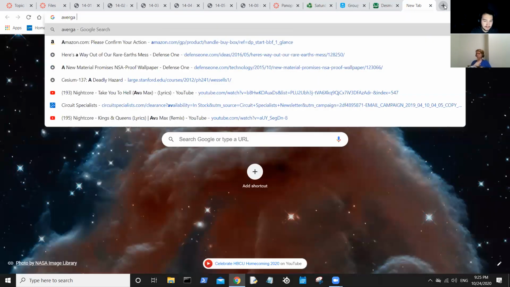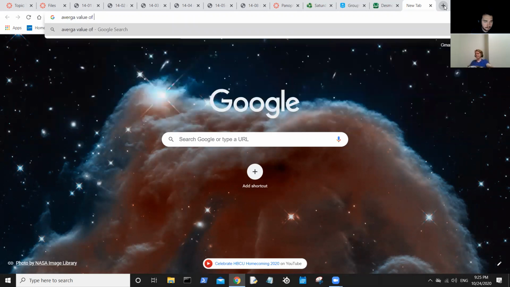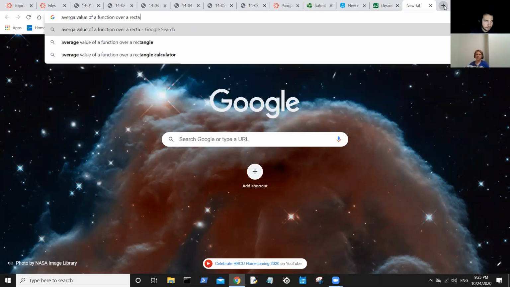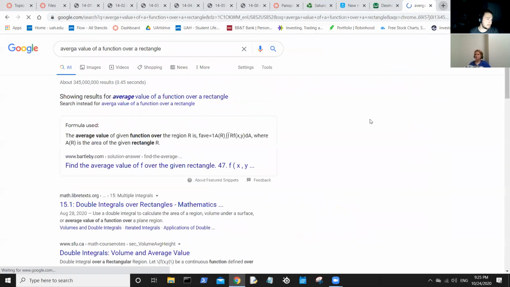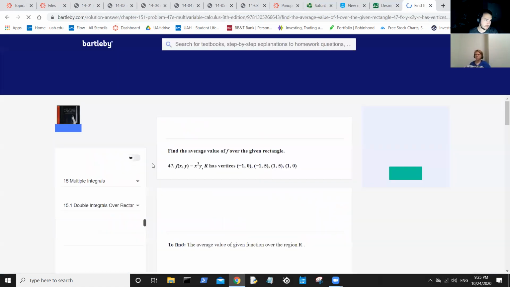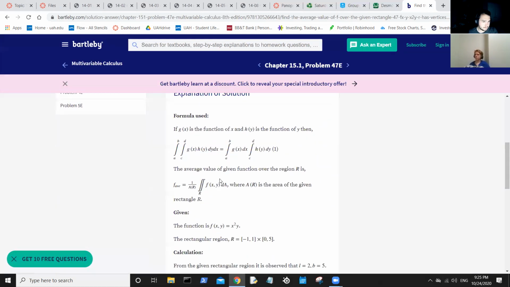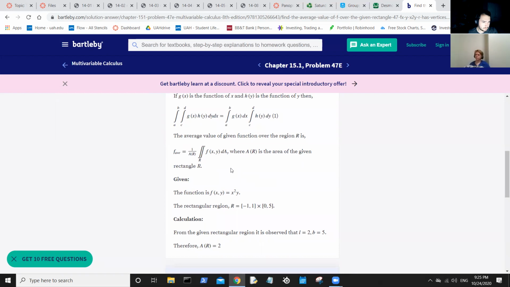Okay, average value of a function over a rectangle or a region. In this case, it's a rectangle. All right, what does this mean? The average value of a rectangle. Yeah, so it looks like I have a function that sounds suspiciously like your function. Let's see. So in this case, the average of the function is 1 over the area of the given rectangle.